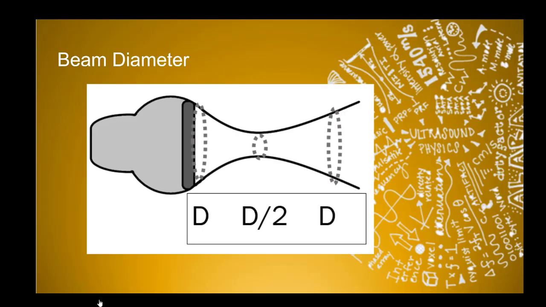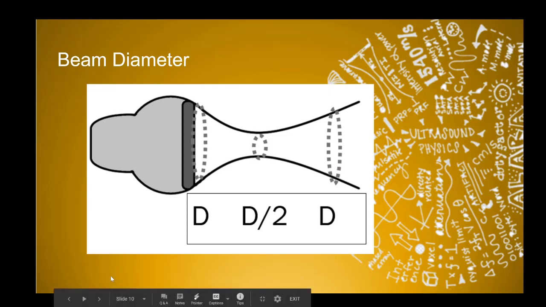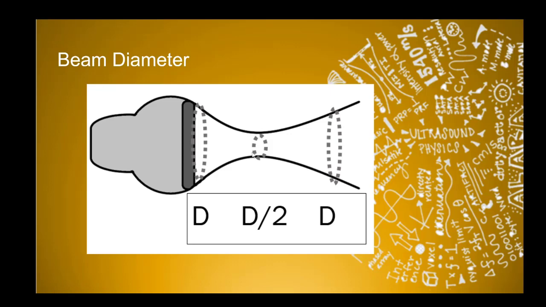I mentioned on the focal point slide that the focal point is found when the diameter of the beam is half of what it was at the transducer. So remember, the beam starts as the same width as the transducer face. It'll narrow down to its thinnest where it's half of that. It'll widen again to a point where it gets to be the transducer face width again, and then beyond that point it's just greater than the transducer face.